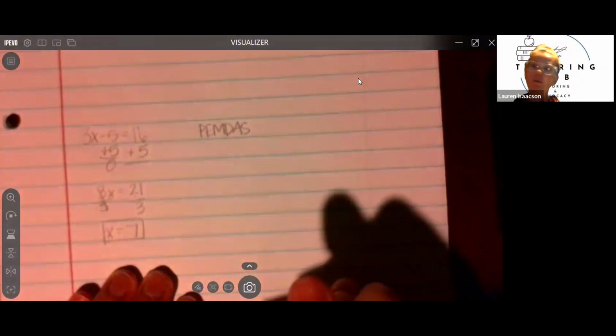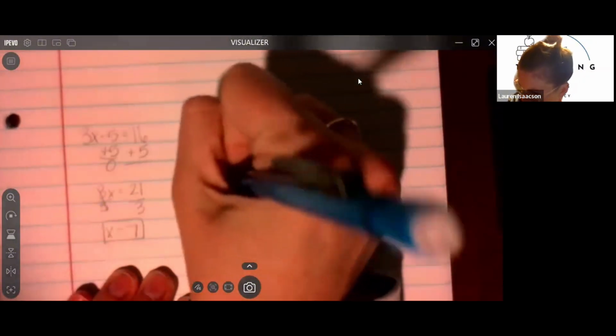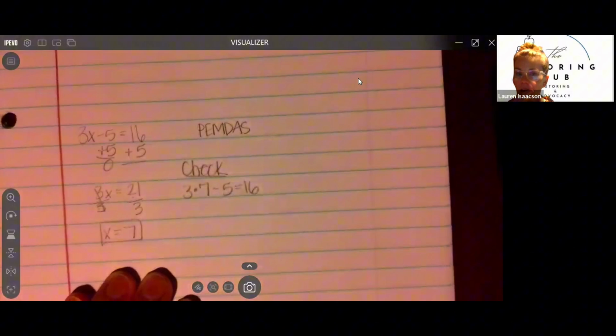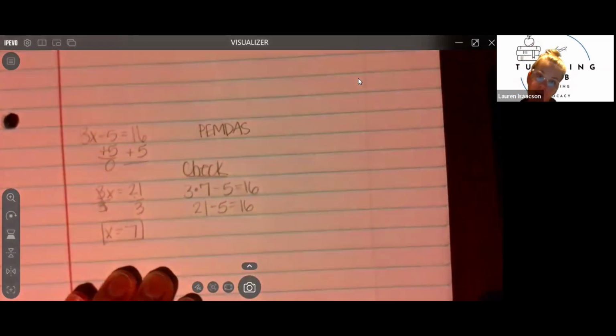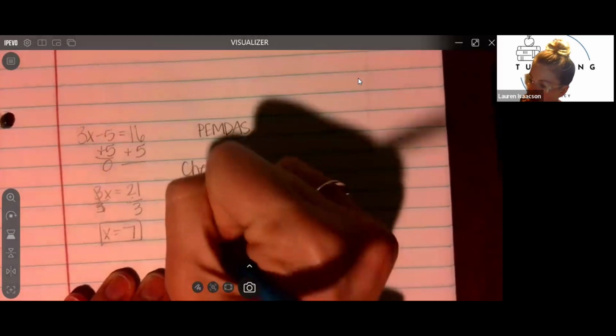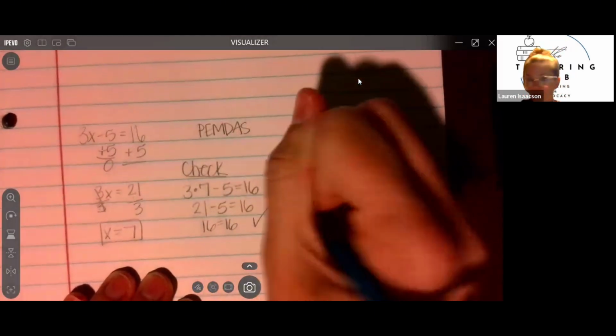You're like, oh, Miss Rebecca, I'm not sure about that. Well, let's do our check. We're going to plug in 7 for x. So 3 times 7 minus 5 equals 16. 3 times 7, I know my facts, is 21. 21 minus 5, and then on the other side is 16. Well, 21 minus 5 is 16, and 16 does equal 16, so that checks out.